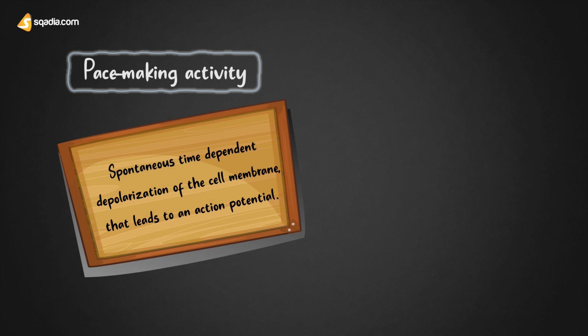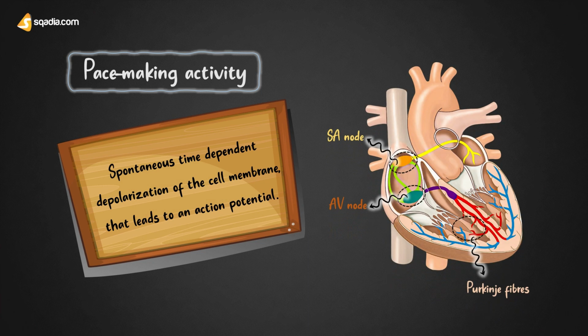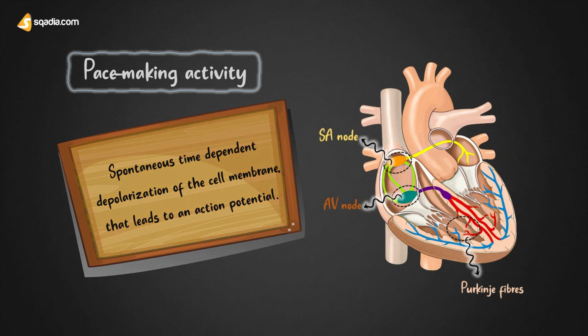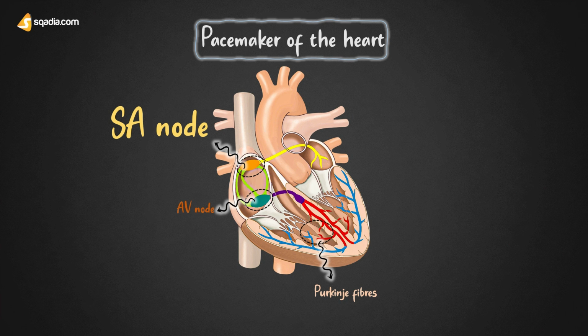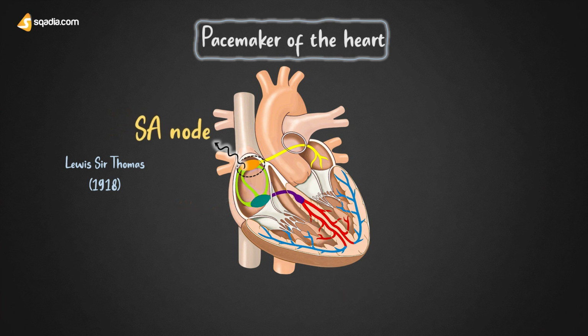So, any cardiac cell with pacemaker activity can initiate the heartbeat. But the only structure that is called the pacemaker of the heart is the sinoatrial node. It was Sir Thomas Lewis who named the SA node as the pacemaker of the heart in 1918. And we know that the sinoatrial or SA node is a small strip of modified cardiac muscle situated in the superior part of the lateral wall of the right atrium, just below the opening of the superior vena cava.